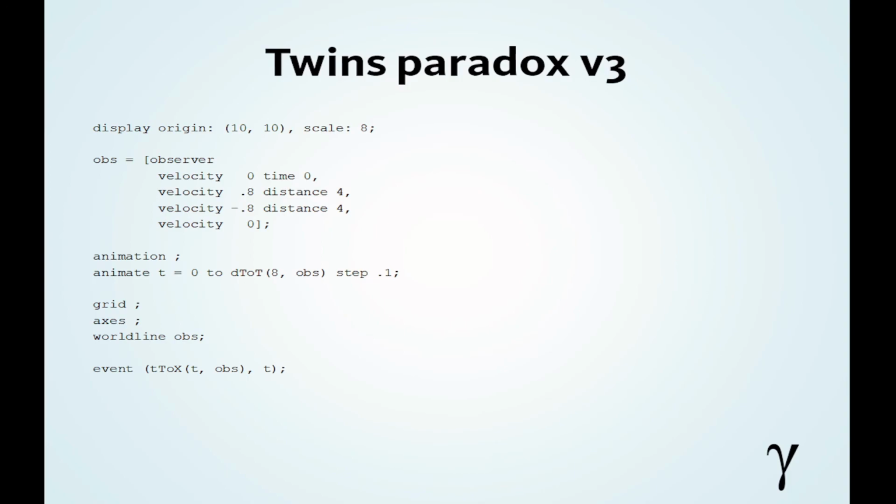Again, we display the grid, the axes, and the world line, and then we display an event. We place an event at time t, where the observer happens to be at that point. So to find out where the observer is going to be, we take the time and get the matching x value, so t to x. We take the time, give it the observer, it returns the matching x value for that. And then we create a coordinate xt there for the event, and it's going to animate that event. So we'll move along the world line from start to finish. So let's see what that looks like.